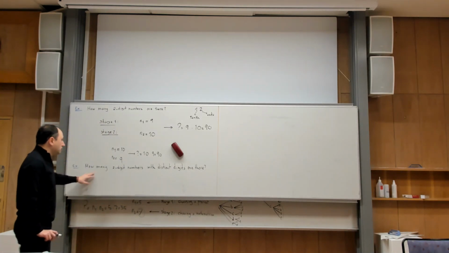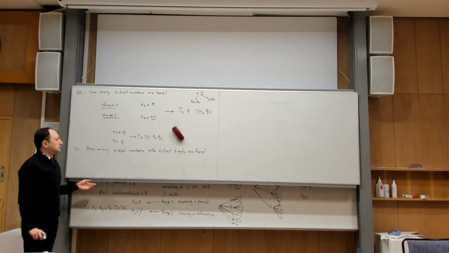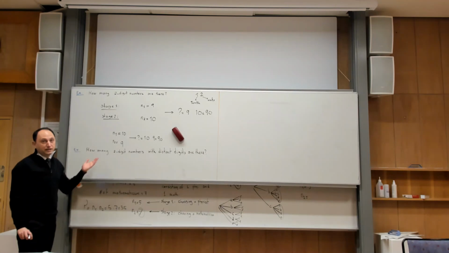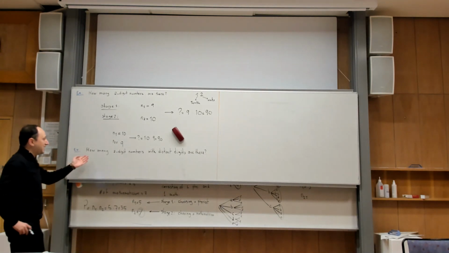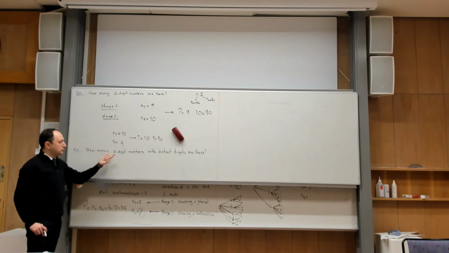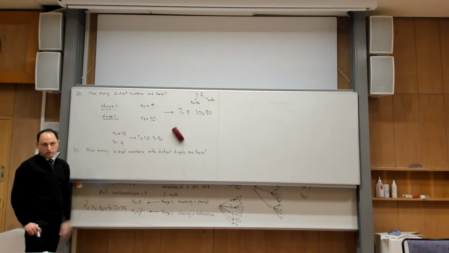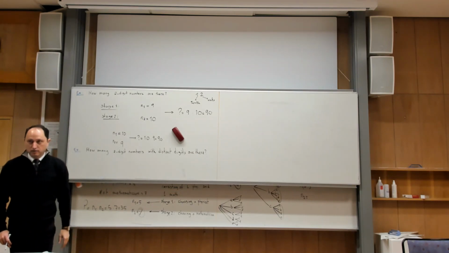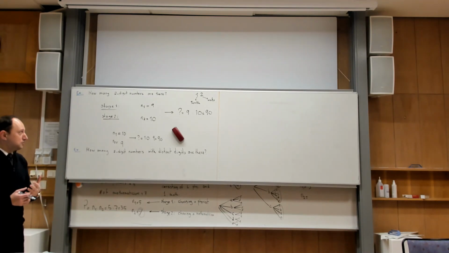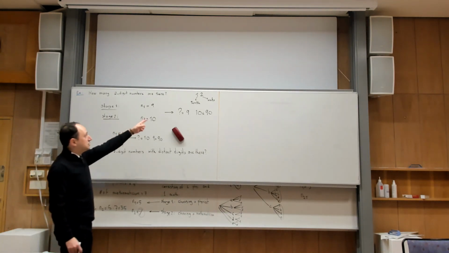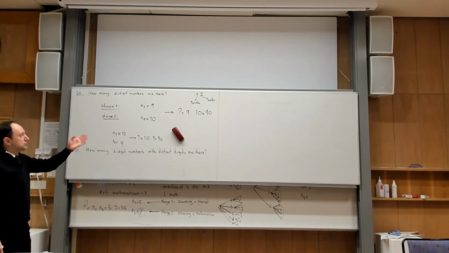But let us try to solve this problem using the product rule, if applicable. Okay, so the task is again the same. The task, not the same. The task is to write down a two-digit number with distinct digits. Yes, this is my task. I can divide this task into two stages. Stage number 1, choosing the tens digit, and stage number 2, choosing the units digit.